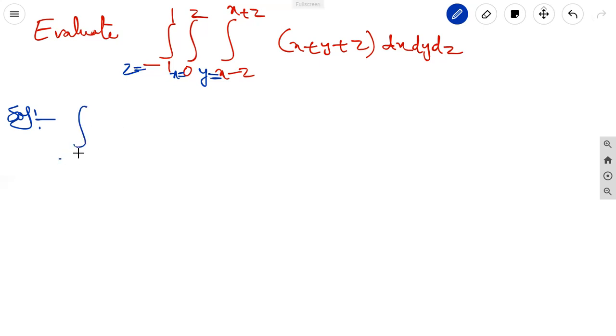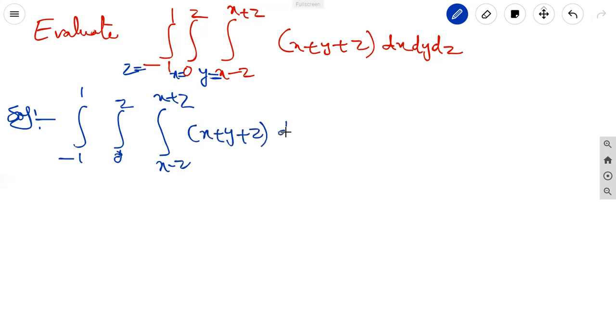Okay, here integral minus 1 to 1, integral 0 to z, integral x minus z to x plus z of x plus y plus z into dx dy dz. Here xz means this is a y variable. It is z means x is converted into z. This is the z variable. Now here x plus y plus z means we are integrating first with respect to y variable. Then x and z both are treated as constants.